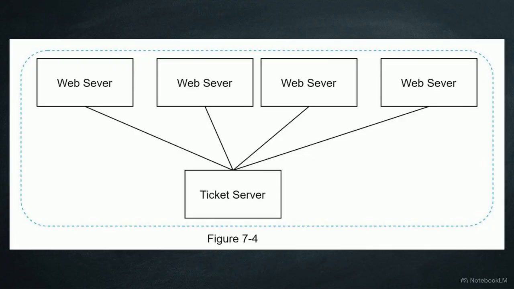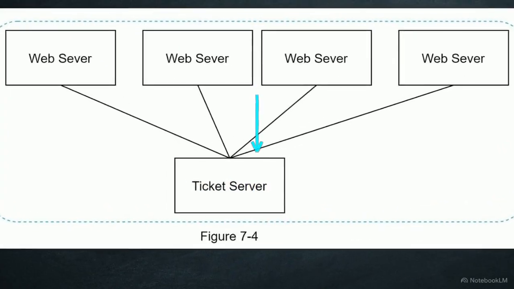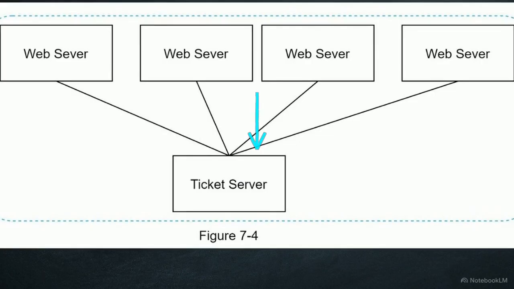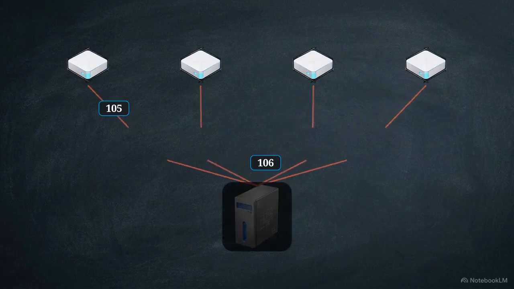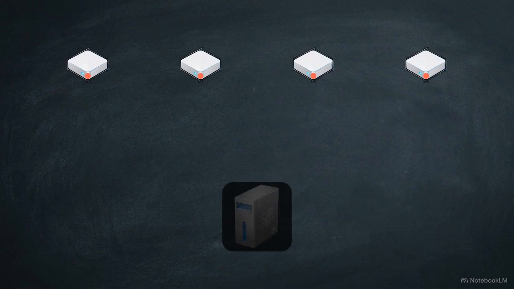This schematic illustrates the ticket server model. Every web server in the cluster requests its next identifier from one central database, dedicated entirely to counting. It outputs clean, purely numeric IDs. For small to medium-scale applications, this architecture operates reliably. However, if that central ticket server goes offline, every dependent system halts immediately.